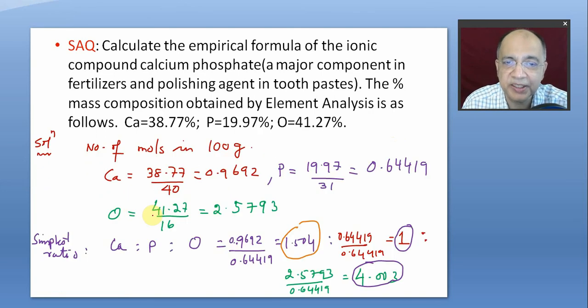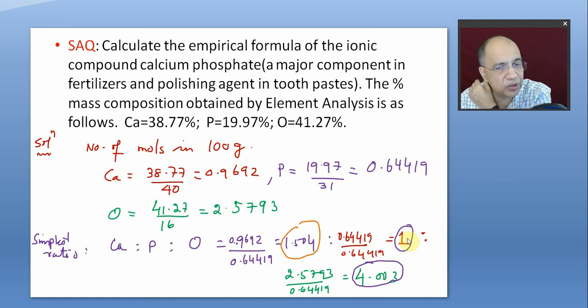Now let's see, I have done it. So calcium is these many moles, phosphorus is these many moles, oxygen is these many moles, and the minimum among them is this one, phosphorus. So I have divided this with all the 3. This by this gave 1.504, and this by this, obviously 1, because in the simplest ratio one of the digits will be 1, and the last one, this by same, will be 4.003.